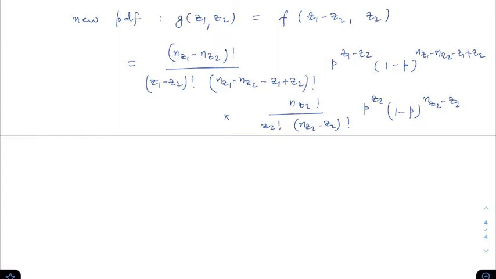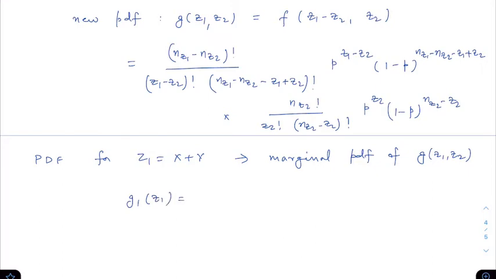So if we want to compute the probability distribution function for z1, which is just x plus y, then that is a marginal PDF of this joint PDF. So what is basically needed is that we sum over z2. So g1 z1 is the sum over z2 of g z1 z2.